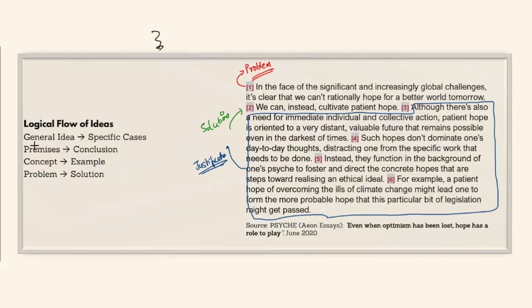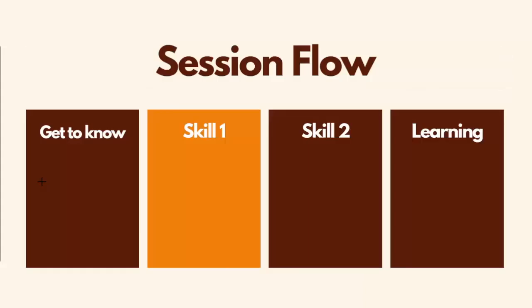We said, how does general idea go to specific cases, premise to conclusion, concept to example, problem to solution? What is a logical flow of ideas? If I can understand the logical flow of ideas, ladies and gentlemen, that would really help me do well in paragraph jumble. And that brings us to our first skill.